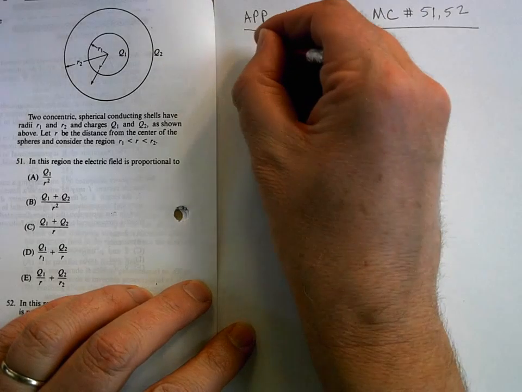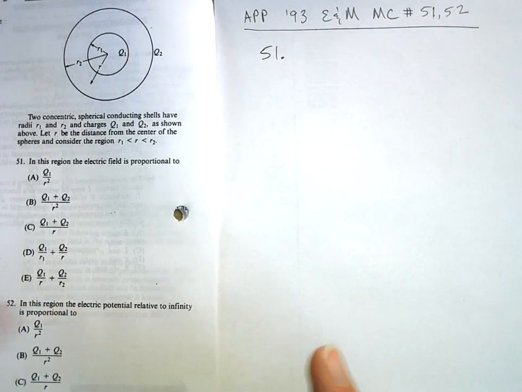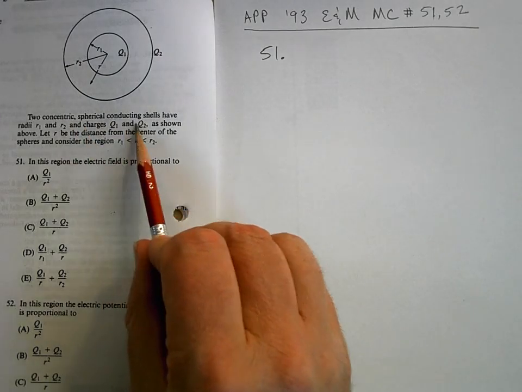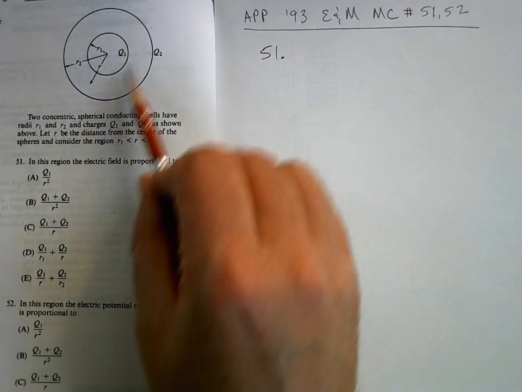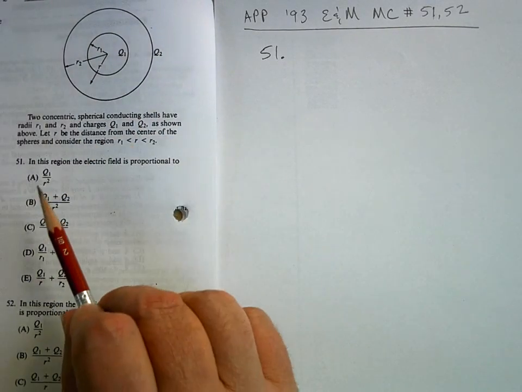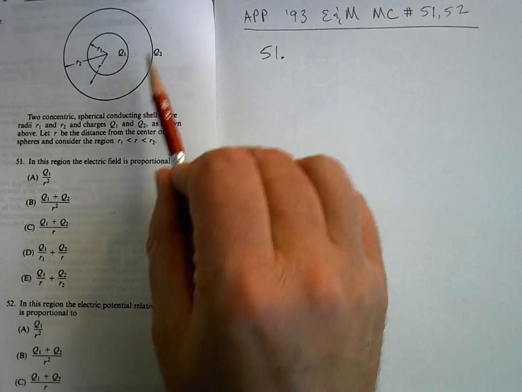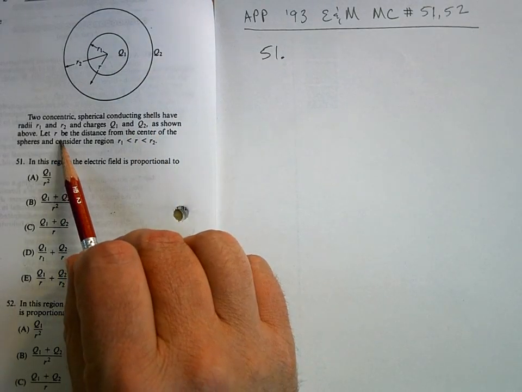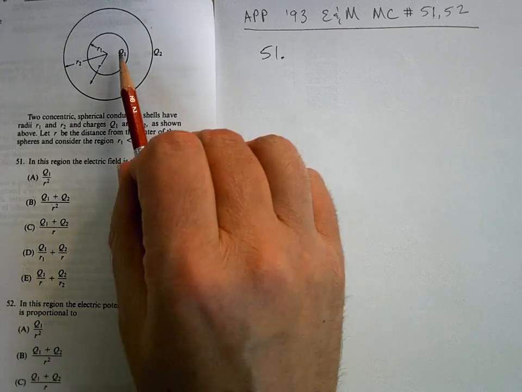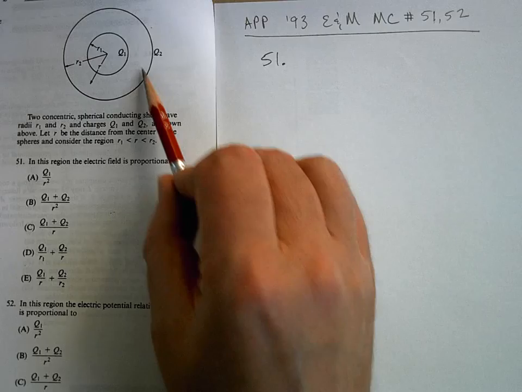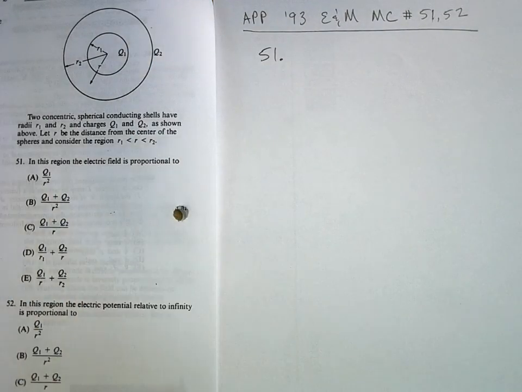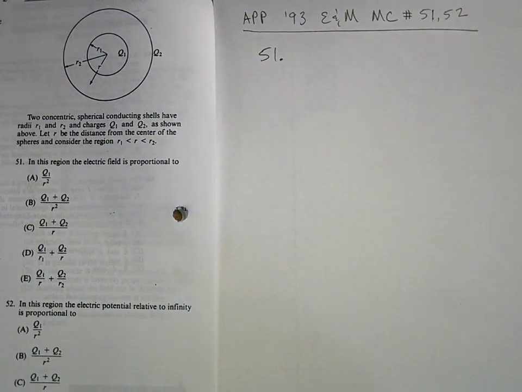Let's do number 51 first. It says we've got two concentric spherical conducting shells, and the first shell has a radius of R1, and the second shell has a radius of R2. And it's got charge Q1 and Q2 as shown. Let R be the distance from the center of the spheres and consider the region that's between them. In this region, the electric field is proportional to what? Okay, this is a very simple application of Gauss's law.